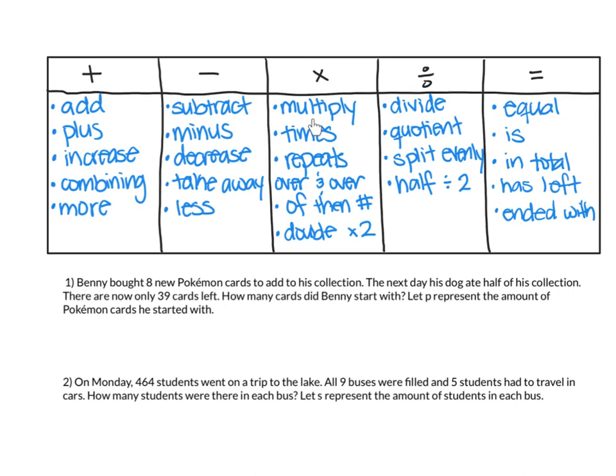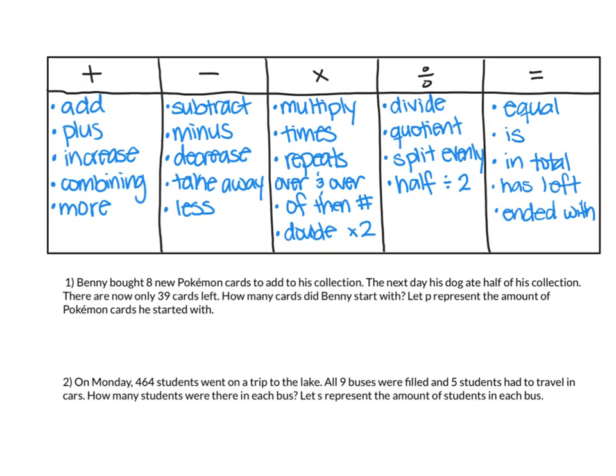For multiply, we have multiply, times, repeats over and over, of, then a number, double means times two. So let me give you an example, something that repeats over and over again. If you bought four pencils, the cost of that pencil, let's say, is $1. So you would buy one pencil, one pencil, one pencil, one pencil. This repeats over and over. So you would have your equation be something like 4 times 1. If it repeats over and over again, that means it is multiplication.